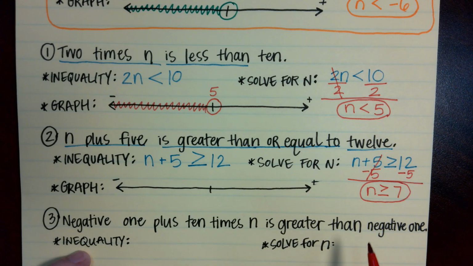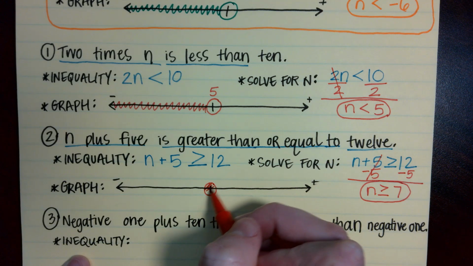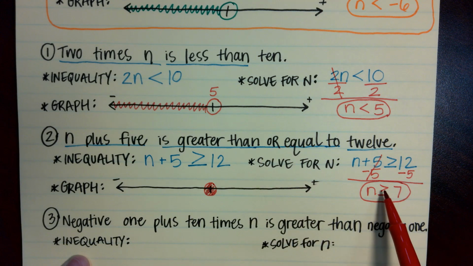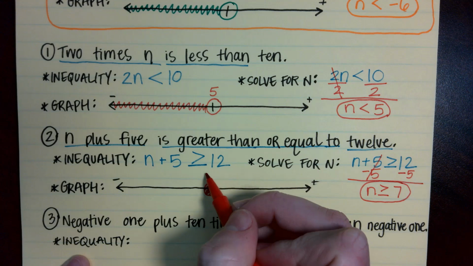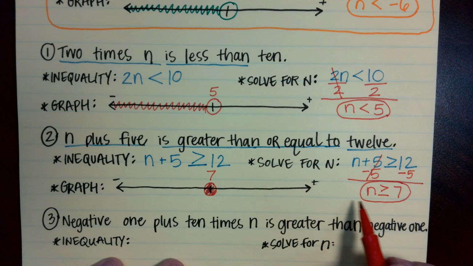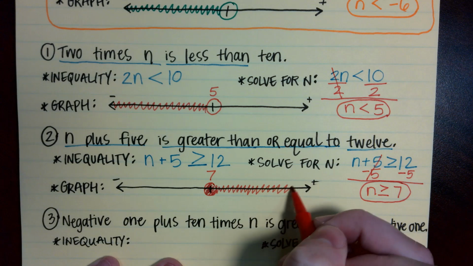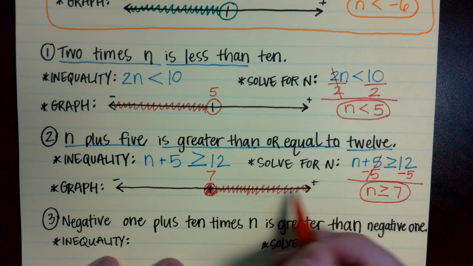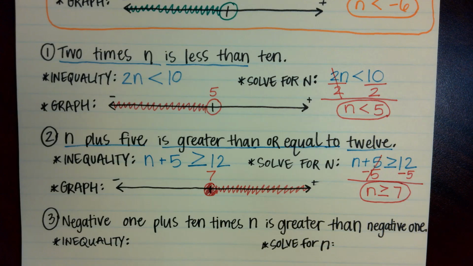All right, how do we graph that? Shaded in circle. Yep, we're going to make sure our circle is shaded in because whenever it is equal to, we include the tick mark. We include the number here. What number is this going to be? 7. Good. Yep, and we shade to the right because n can be any number that is 7 or bigger. N is greater than or equal to 7. Any questions on number 2?